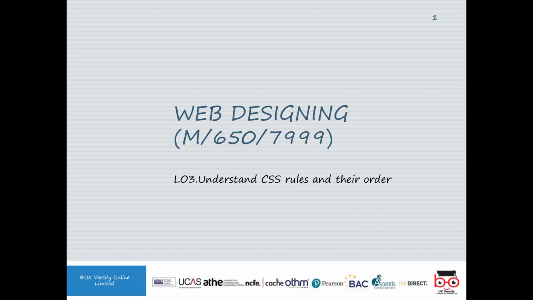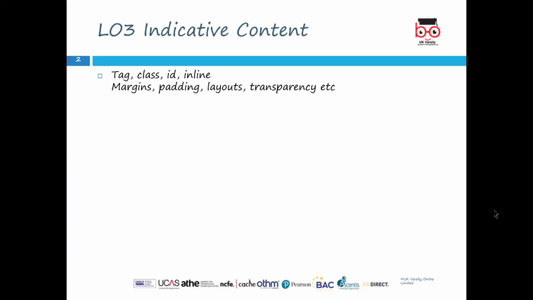So today we've come to our third lecture, and what we're going to cover today is the CSS rules and the orders. So how we have to work with CSS. Our indicative content: we're going to look into tags, how tags are used for CSS rather than HTML. We're going to see how classes, IDs, inline margins, and all these characteristics, all these features are going to be used.